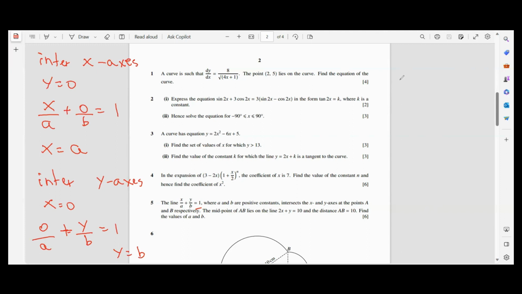And then we have to find the midpoint. So we follow the scenario of the question. Midpoint of AB. So we have already the intersection with the x-axis, it is A comma 0. This is 0 comma B. So if you want to find the midpoint, it should be A plus 0 over 2 comma 0 plus B over 2. So it is A over 2 comma B over 2.